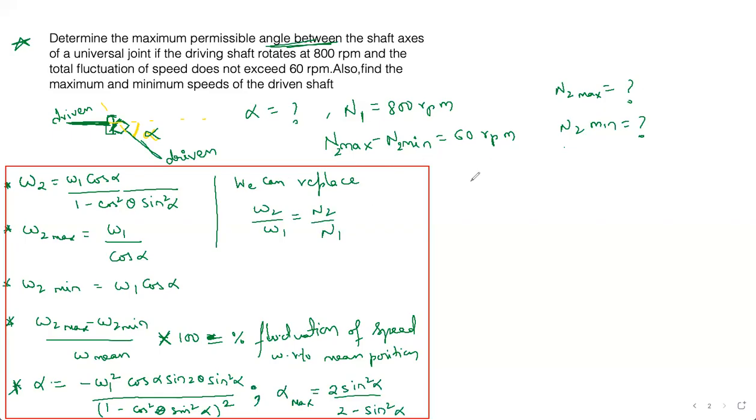So right now I can right away write down an equation here. N2 max minus N2 minimum, check over here, N2 max minus N2 minimum by omega mean. I think it's very clearly visible. What can be done over here is that we can right away write down N2 max minus N2 minimum by N mean in this format. So N2 max minus N2 minimum is 60.